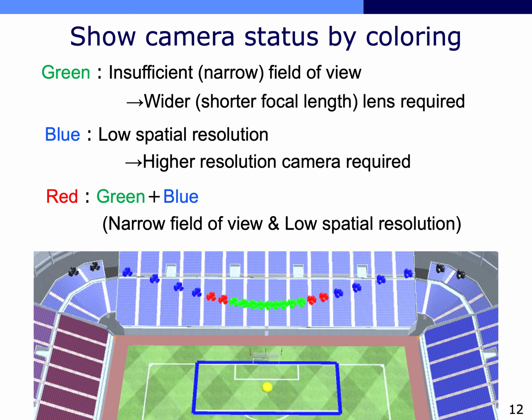Blue means that the spatial resolution of the captured image is lower than the target value, so a camera with higher resolution is needed. Red cameras have both green and blue characteristics, while black cameras don't have any problem.